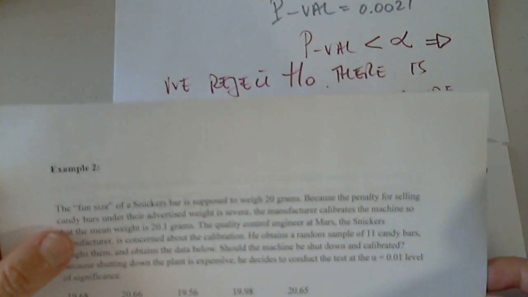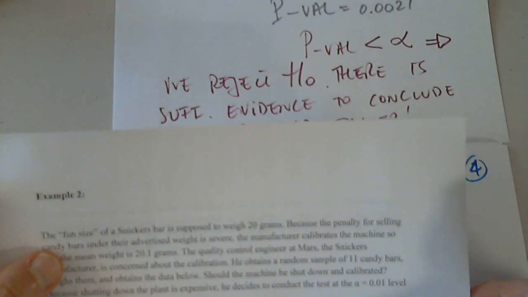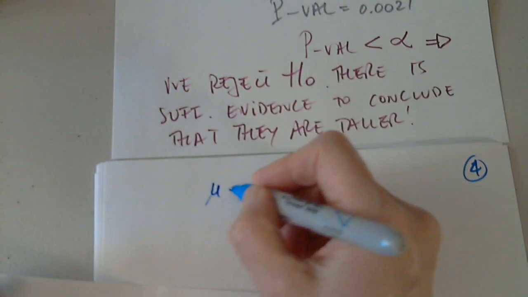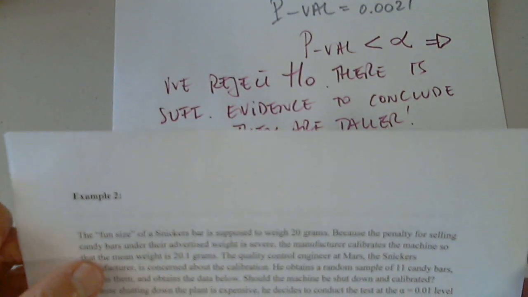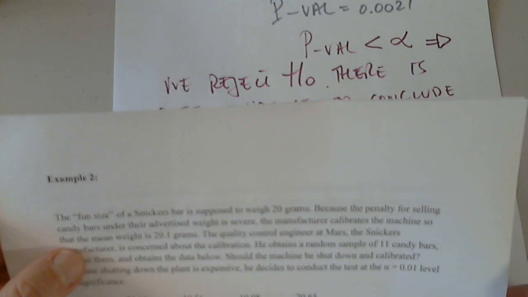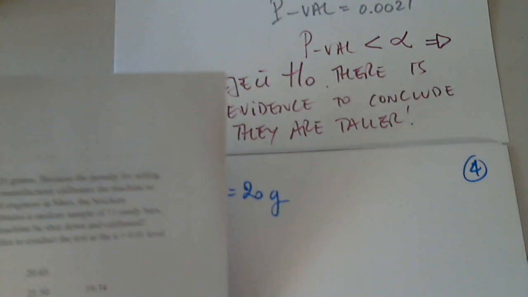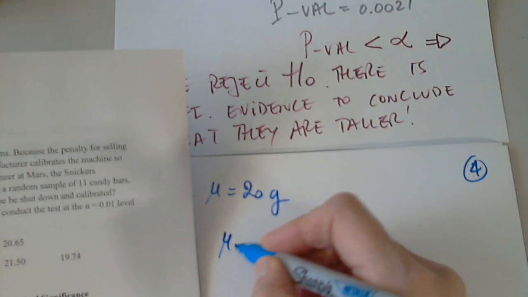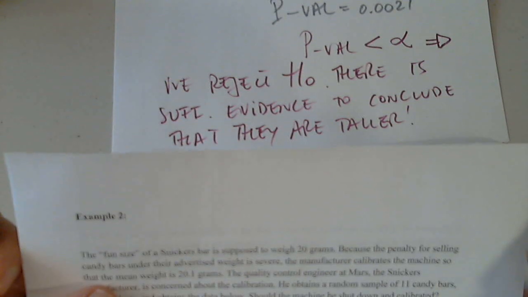A Snickers bar is supposed to weigh 20 grams, so mu should be 20 grams. Because the penalty for selling candy bars under their advertised weight is severe, the manufacturer calibrates the machine so that the mean weight is 20.1. So mu0 is 20.1 grams.